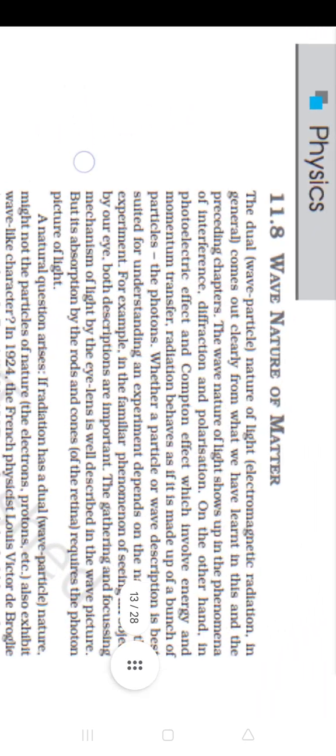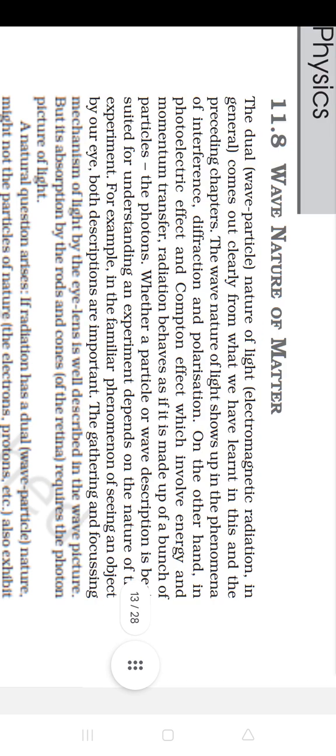11.8 Wave nature of matter. The dual wave-particle nature of light, electromagnetic radiation in general, comes out clearly from what we have learnt in this and the preceding chapters. The wave nature of light shows up in the phenomena of interference, diffraction and polarization. On the other hand, in photoelectric and Compton effect, which involve energy and momentum transfer, radiation behaves as if it is made up of a bunch of particles, the photons.